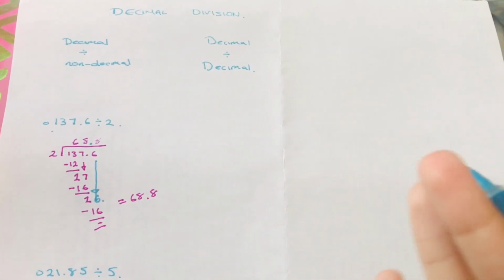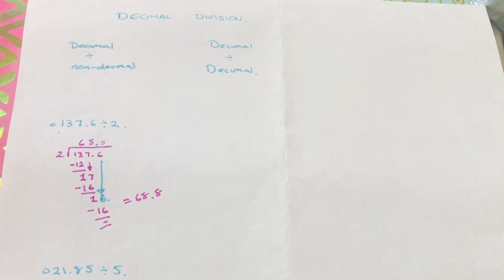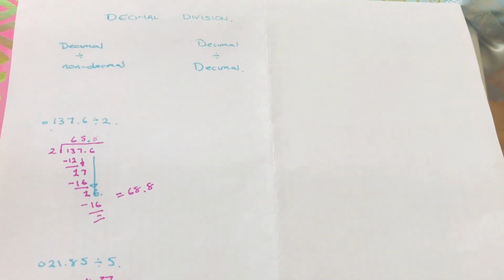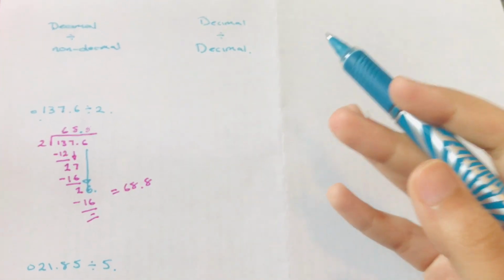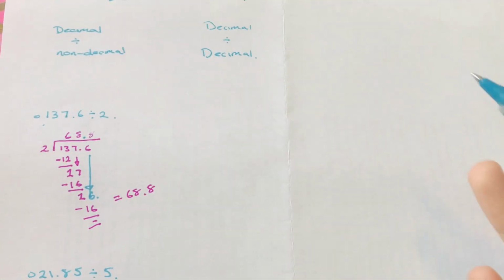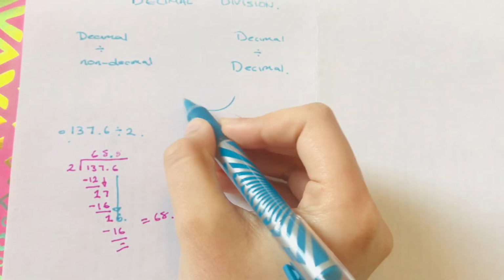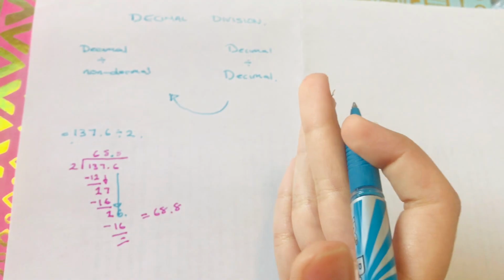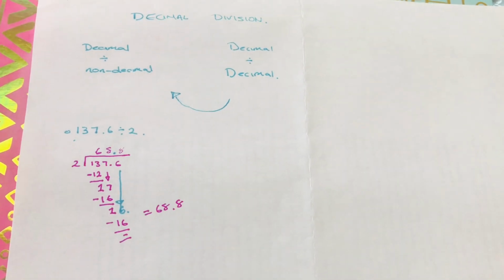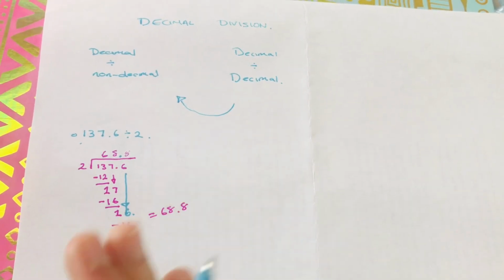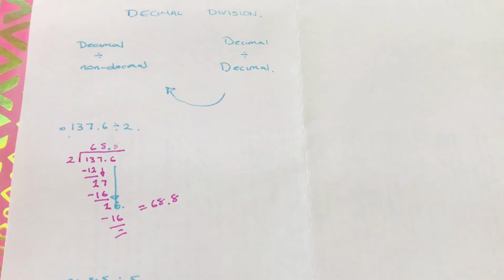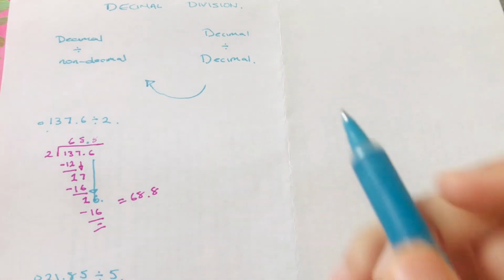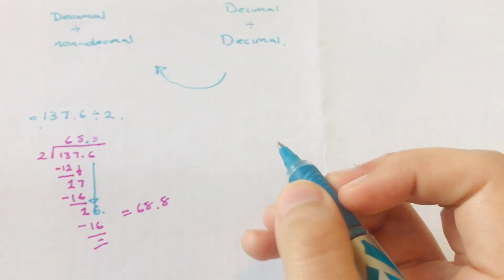Going to questions that involve a decimal divided by a decimal. Before I start showing examples, there's one thing I need to tell you: such questions cannot be easily solved without converting them into a decimal over a non-decimal. So you need to convert a decimal over a decimal into a decimal over a non-decimal to get your answer easily.